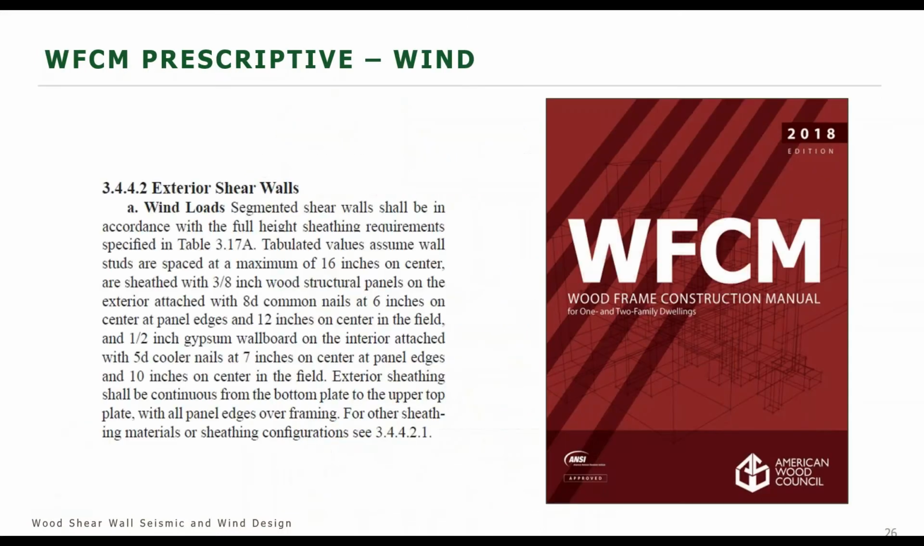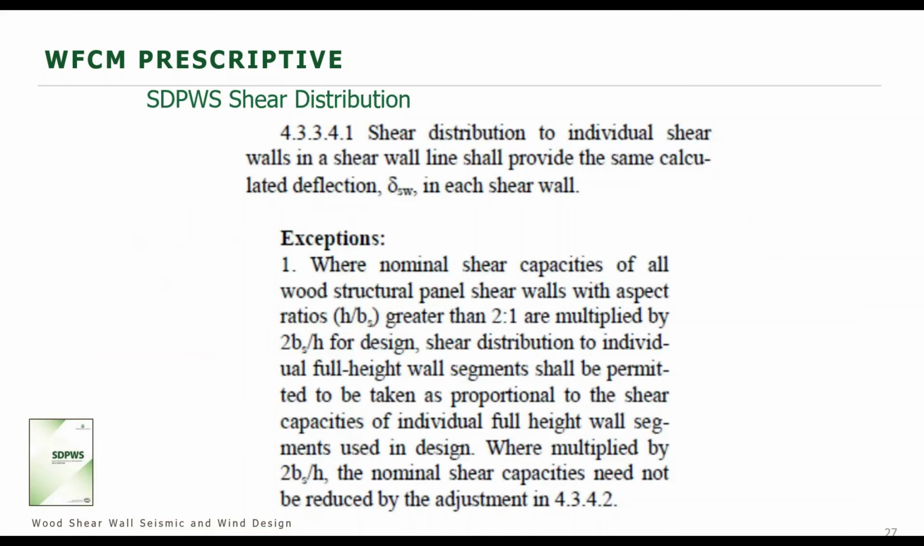So using that, we can see that we do actually have one other thing we need to pay attention to, and that's in table 3.17D. There is a reference to the maximum aspect ratio for shear wall segments being 2:1. Footnote 4 does allow the aspect ratio to be modified up to 3.5 to 1, but it requires an adjustment per SDPWS.